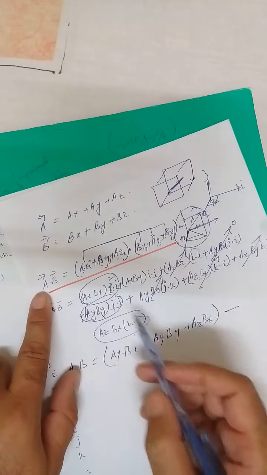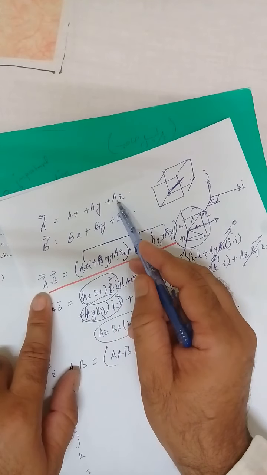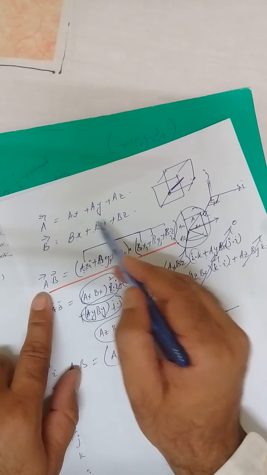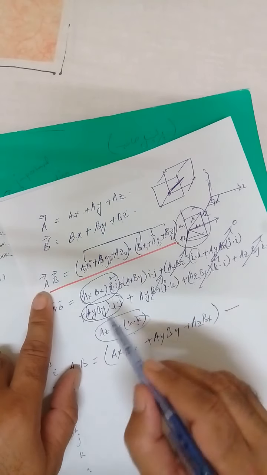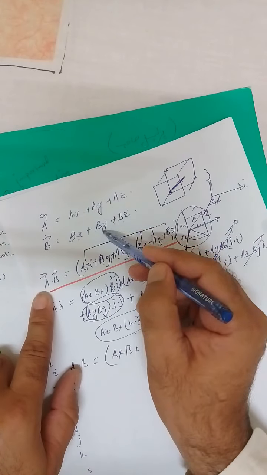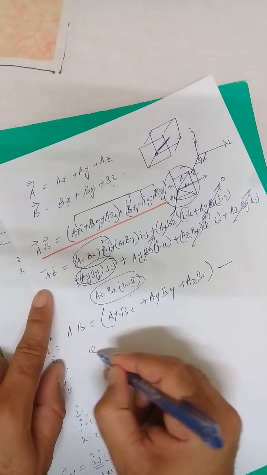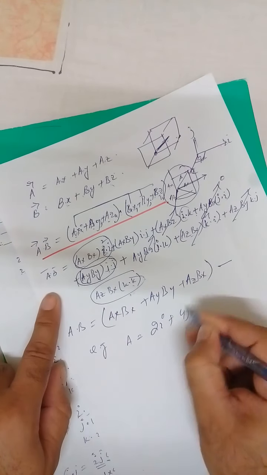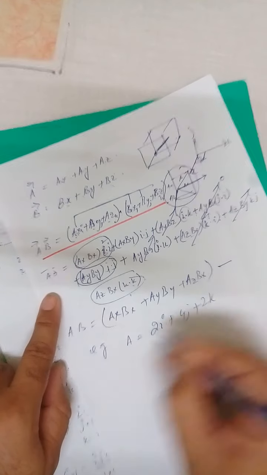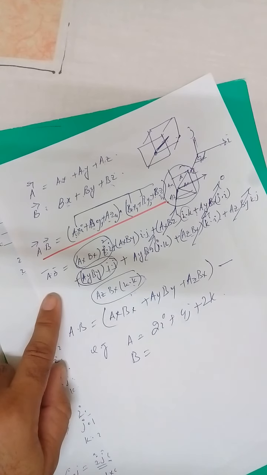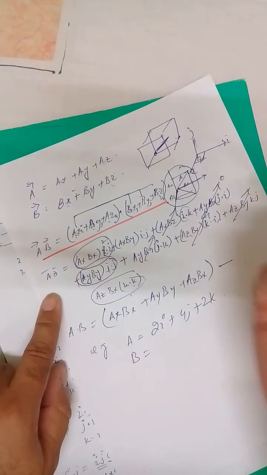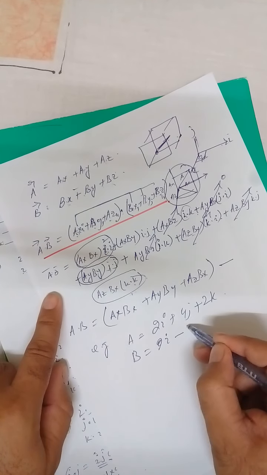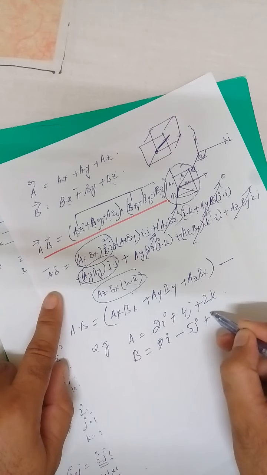So if you have 3-component vectors, you don't multiply a with this one, a with this one, a with this one. Directly multiply x into x, y into y, z into z. For example, a is equal to 2i plus 4j plus 2k, and b is equal to, let's say I want to put a negative as well, i minus 5j plus 7k.